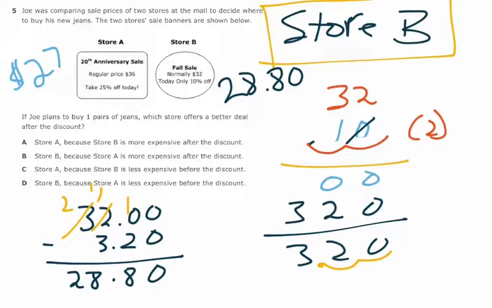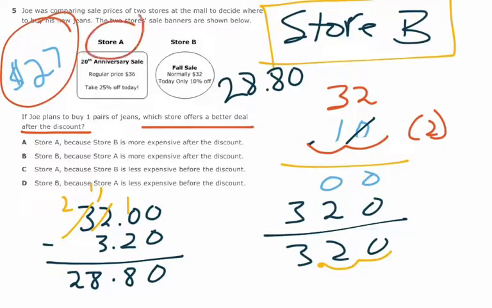$28.80. So when you compare the two and it asks which store offers the better deal after the discount, $27 is going to be better, so store A. When we read our choices here, choice A says store A because store B is more expensive after the discount. And that sounds right to me because store B is more expensive after the discount.